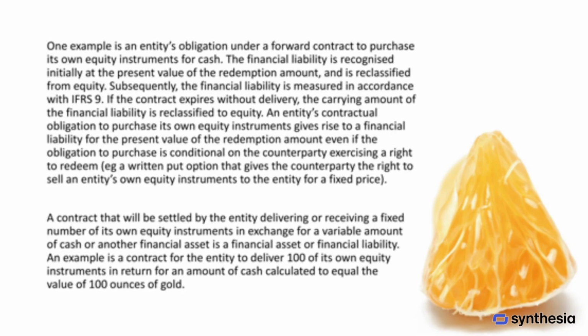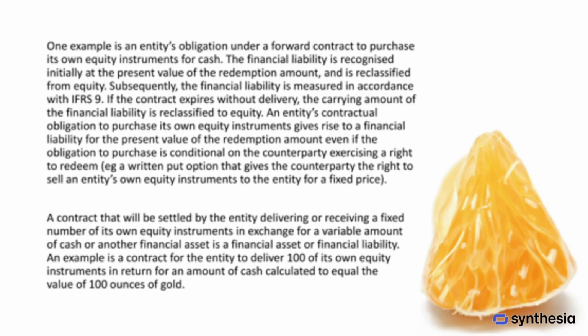One example of a financial liability is when an entity has a forward contract to purchase its own equity instruments for cash. The liability is initially recognized at the present value of the redemption amount and is reclassified from equity. After initial recognition, it is measured according to IFRS 9. If the contract expires without delivery, the carrying amount of the liability is reclassified back to equity.